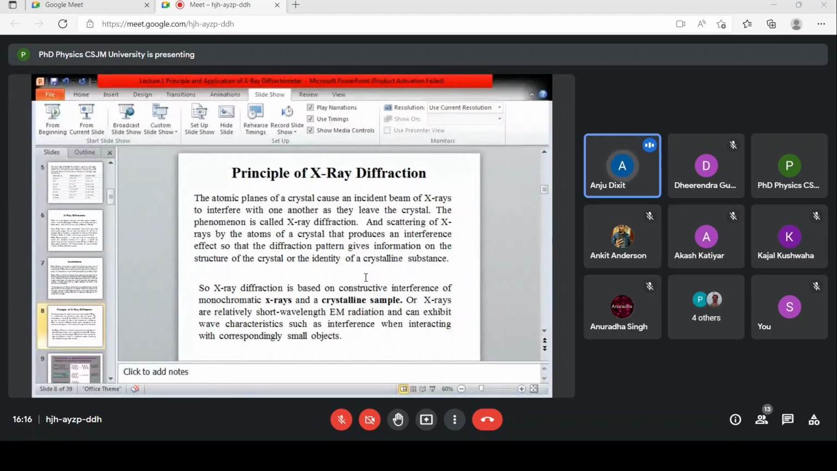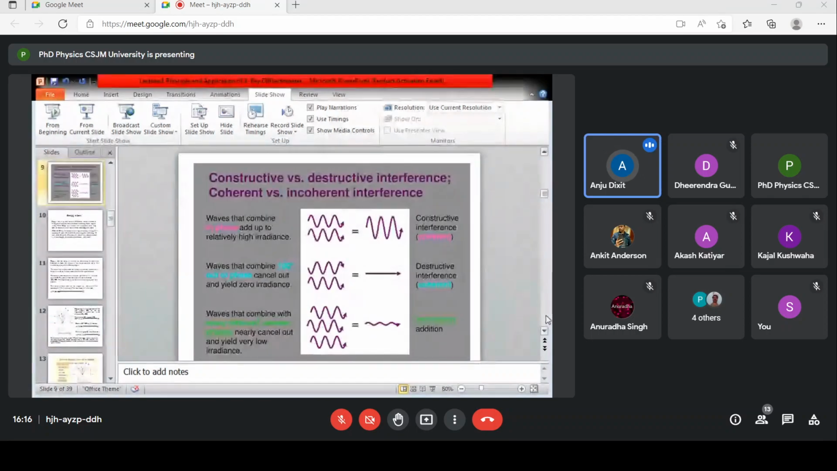A crystalline sample means the sample has a crystal structure in a very ordered way. I mean, some kind of order is there, and it follows one of the 7 crystal systems. It can be cubic, tetragonal, rhombohedral, orthorhombic. So it must be following some systematic structure, or it must be crystalline. Also, X-rays have relatively short wavelength, as I told you. They are electromagnetic radiation and can exhibit wave characteristics such as interference when interacting with correspondingly small objects. I hope the slides are moving.